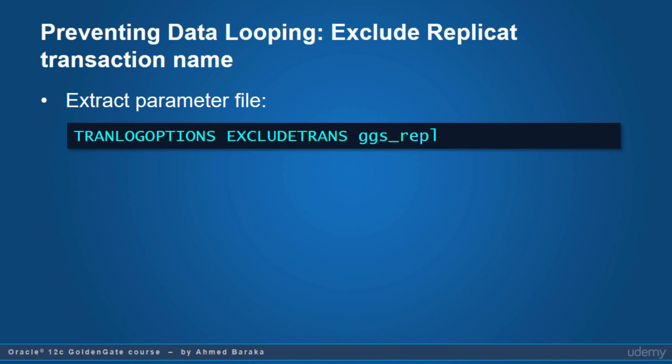You can also exclude the transactions using the transaction name. By default, the replicate uses the transaction name ggs_rep, and you can use the exclude trans option of the tran log options parameter to exclude the transactions of that name or any name used by the replicate process. You can use this option with SQL Server and Sybase databases.